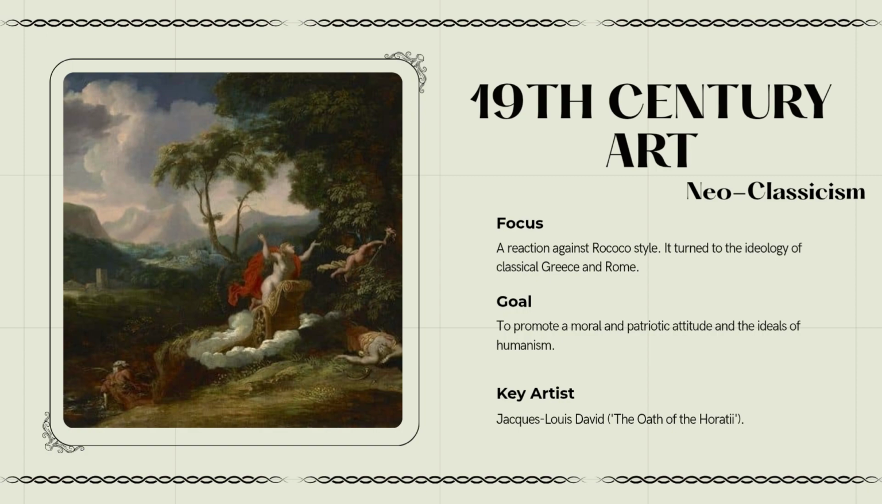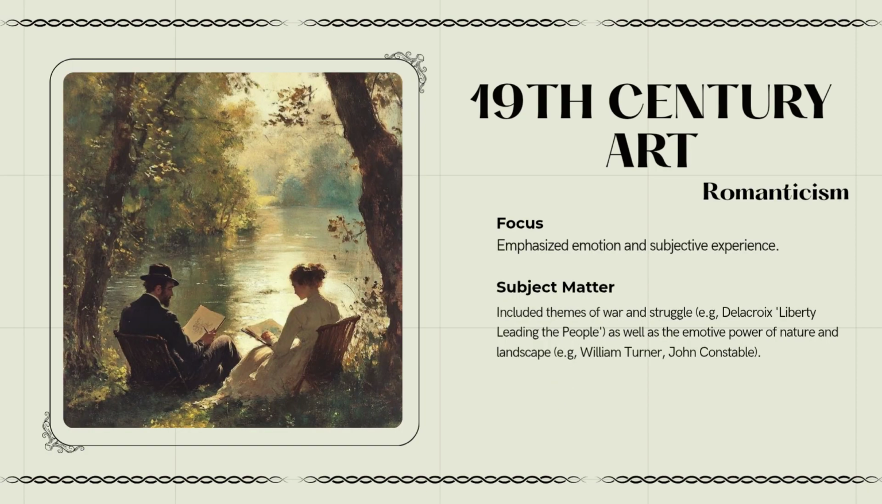In contrast, Romanticism emphasized emotion and individual experience. Its subjects included war, struggle, and the powerful forces of nature. Examples include Delacroix's Liberty Leading the People, and the landscapes of Turner and Constable.